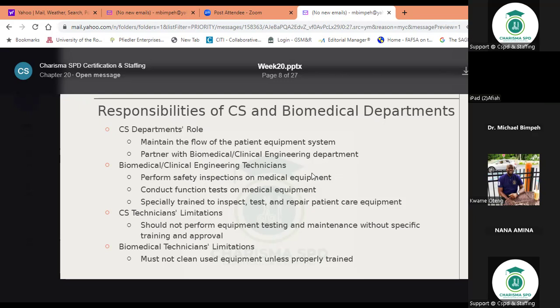So, biomedical department is very, very key. They perform safety checks on those kind. And when new things also come, they actually test them first. And if they have to put some serial number, blah, blah, blah on them, they do that and they repair them as well.